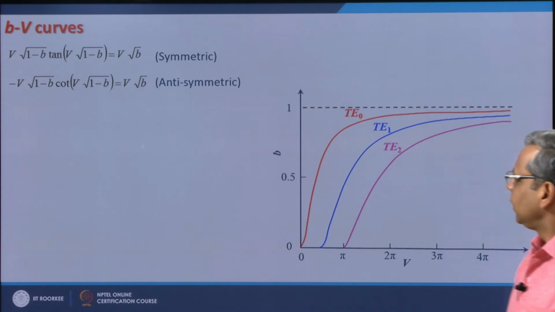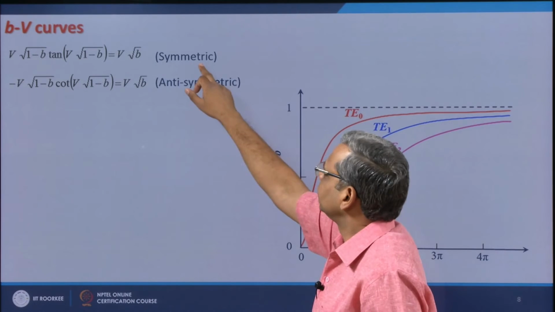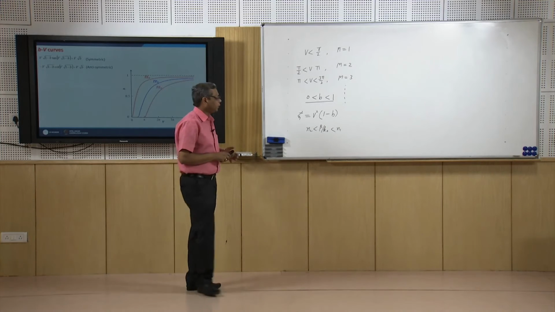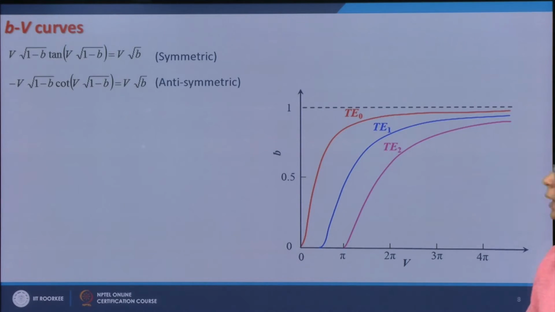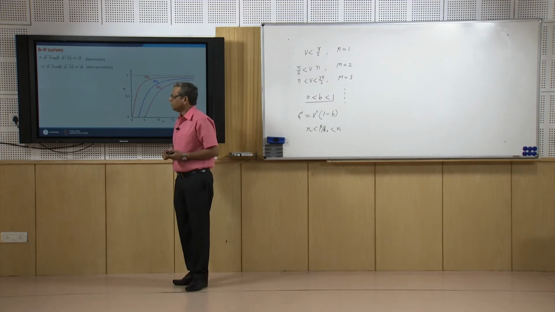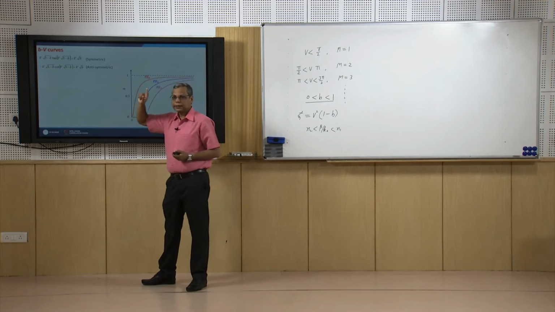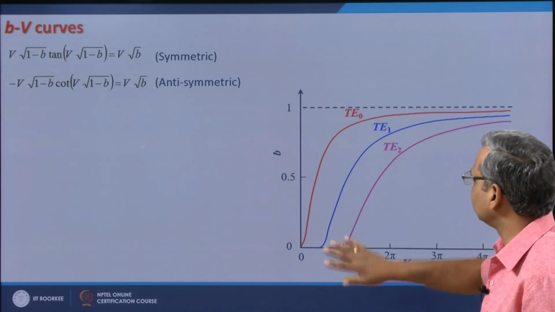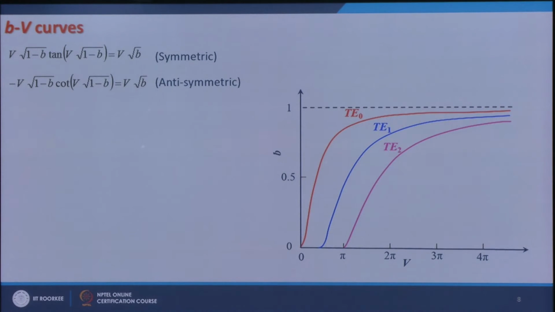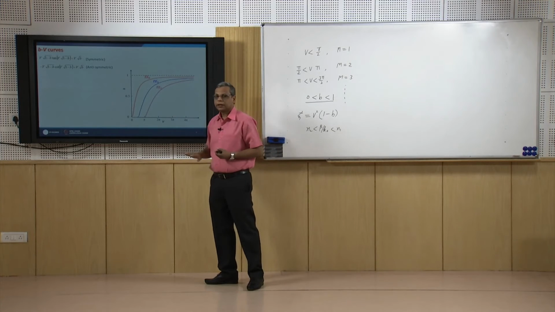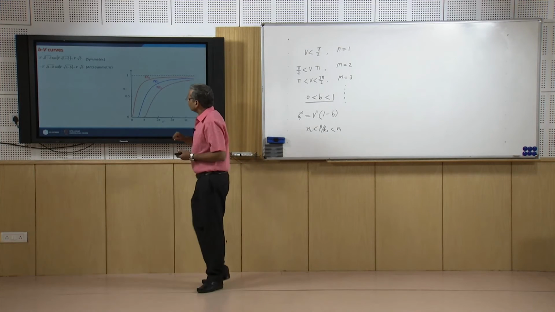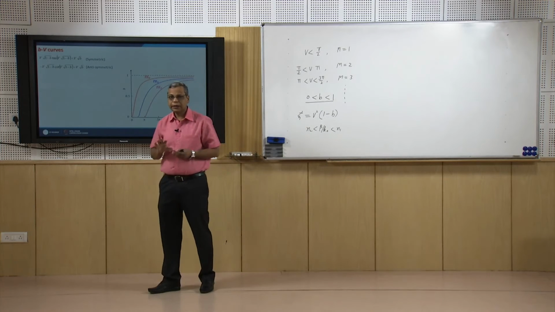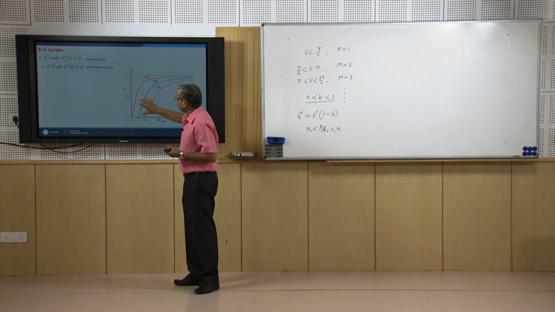The very first root, which is closer to 1, is TE0 mode. The first root from here is TE1 mode. The second root from here is TE2 mode, and so on. So I plot them. Once I have plotted them, these curves are universal curves. Once I have done this exercise, then it is forever. These are universal curves.